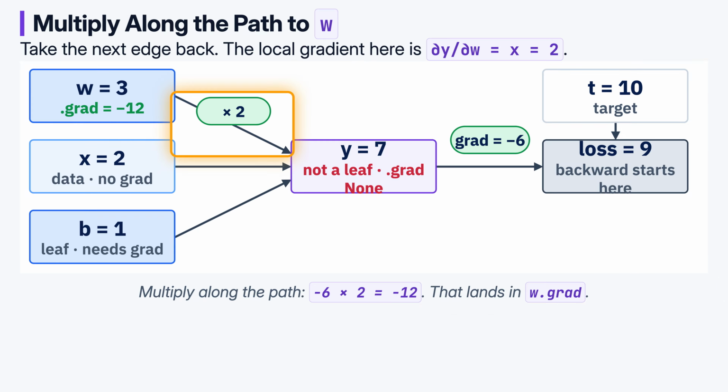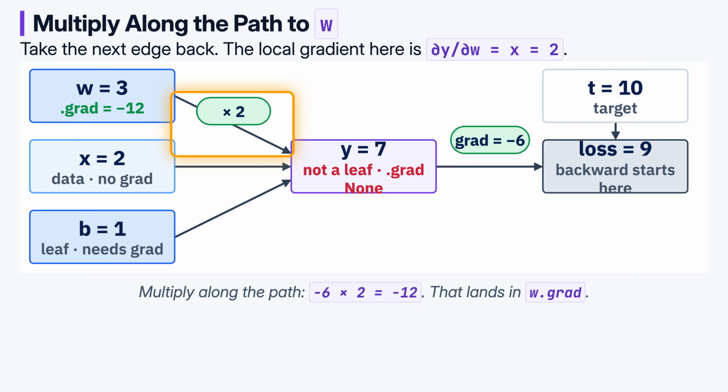The walk takes the next edge back, from y to w. The local slope on this edge is x, which is 2. So we multiply along the path, minus 6 times 2. That's minus 12, and it lands in w.grad. w is a leaf, so the product is stored. This is the chain rule in one move: the gradient reaching y times the local gradient of the edge.